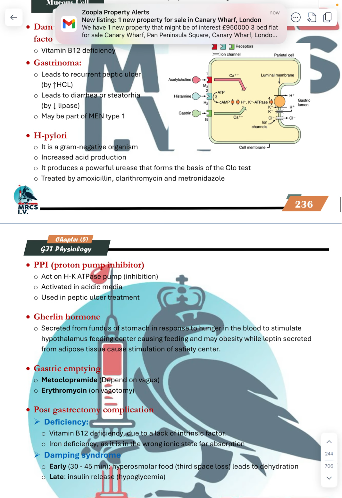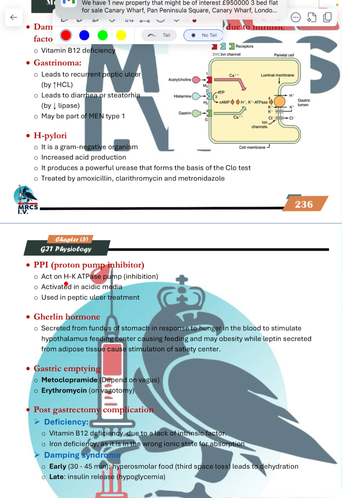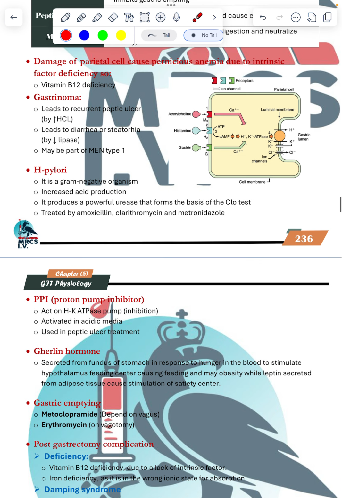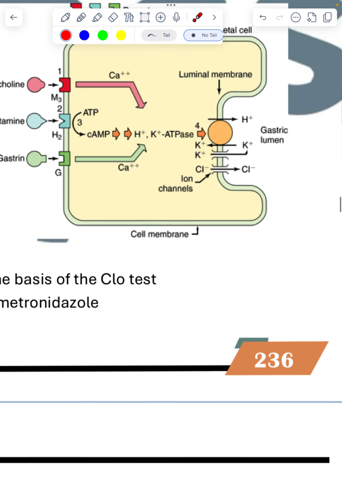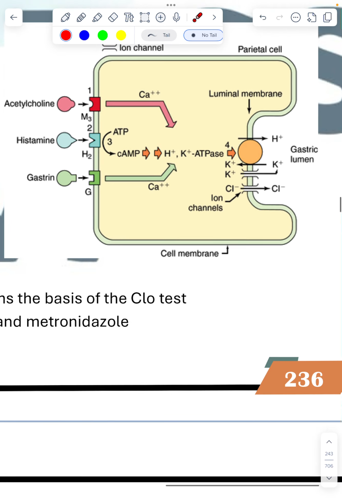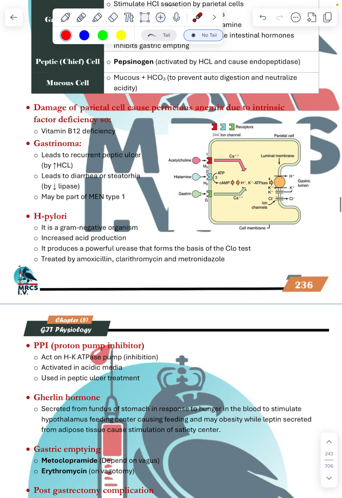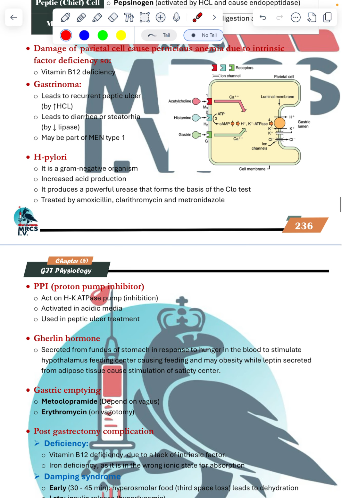So proton pump inhibitors act on the hydrogen-potassium ATPase, inhibiting it. This is the H-K pump, hydrogen and potassium. They act here to decrease acid production. Acid-reducing medications are used in peptic ulcer treatment.